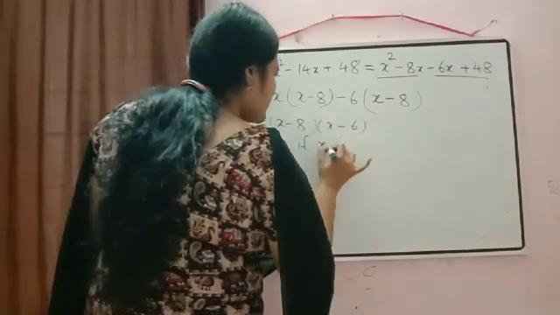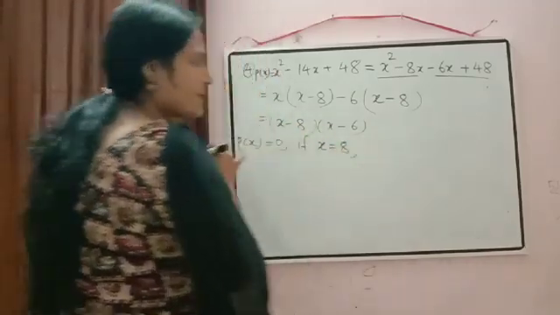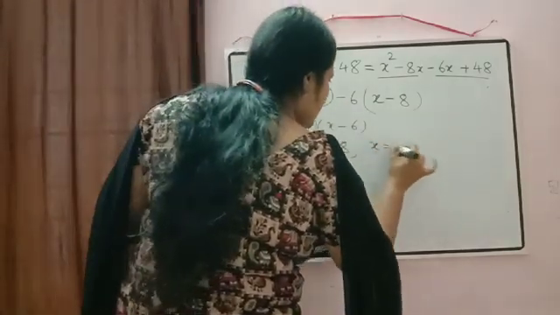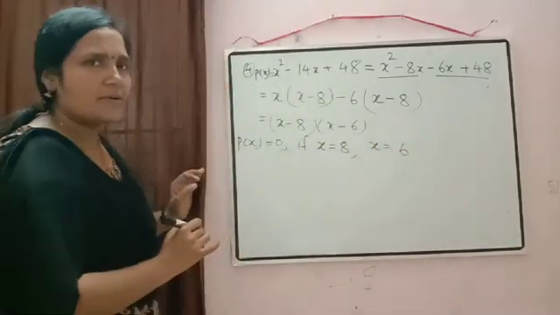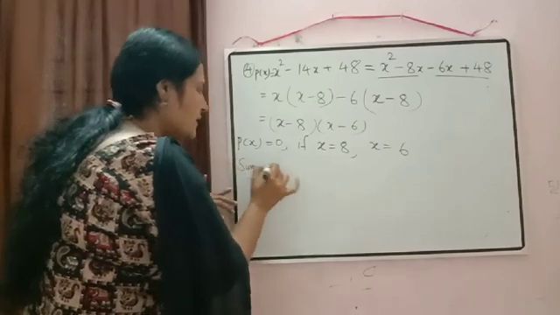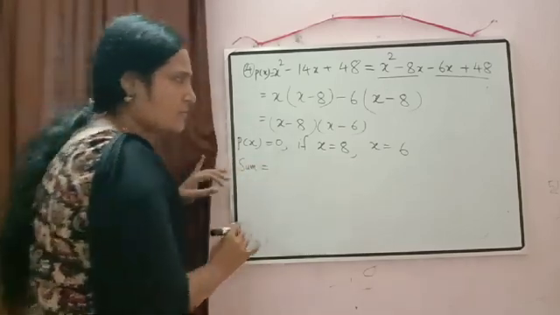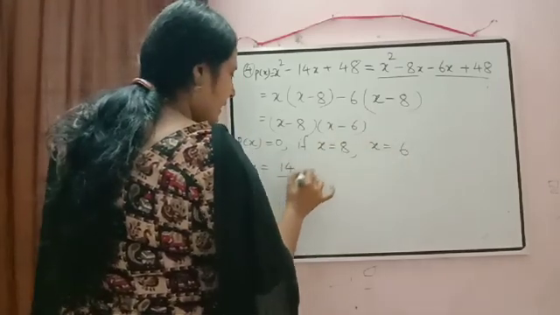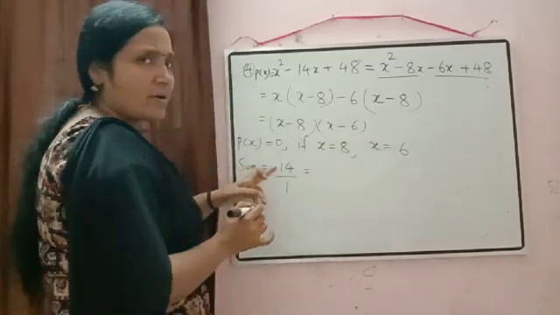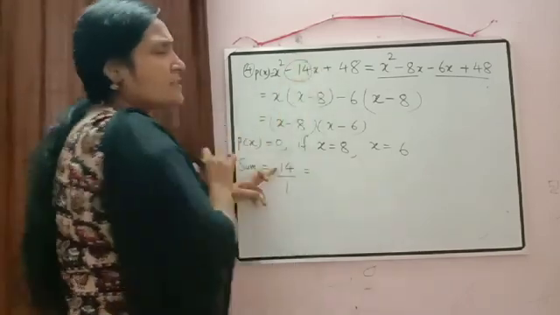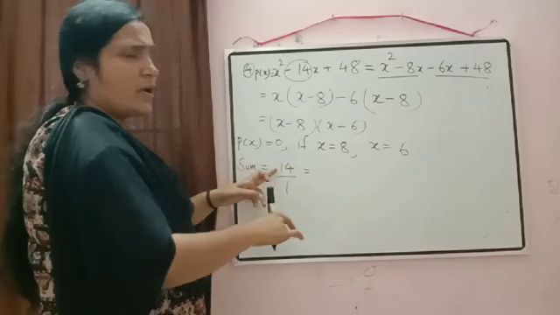If x minus 8 is equal to 0, we will get x is equal to 8. If x minus 6 is equal to 0, we will get x is equal to 6. Now write down verification, sum of the zeros. Add the two zeros, what will come? 8 plus 6, 14, or 14 by 1. Again, how can we rewrite 14? Because here our value of b is minus 14, so we need minus 14 here.